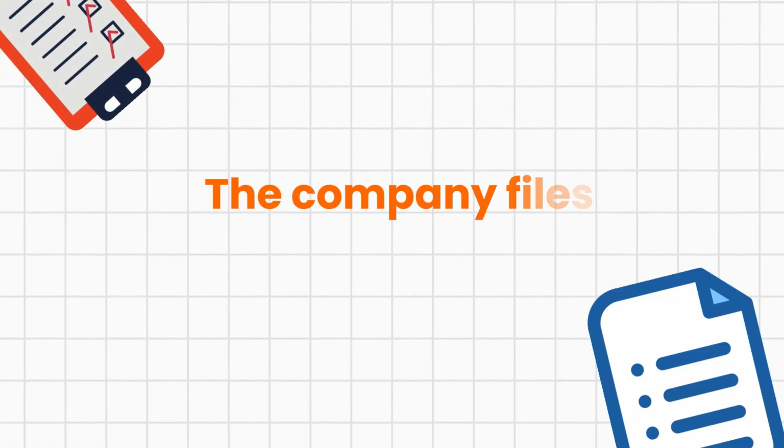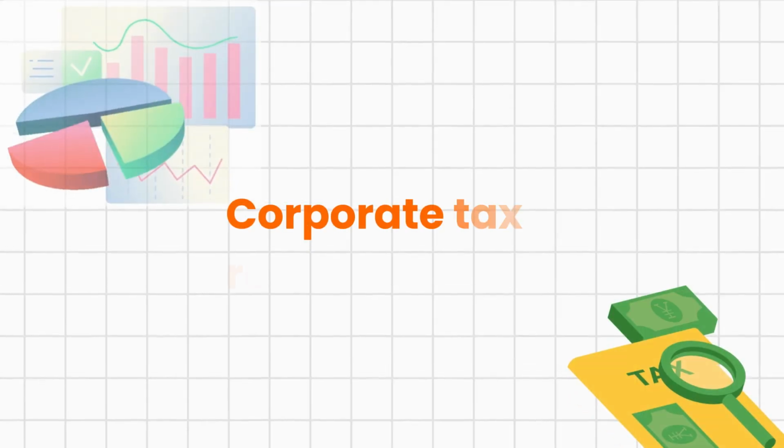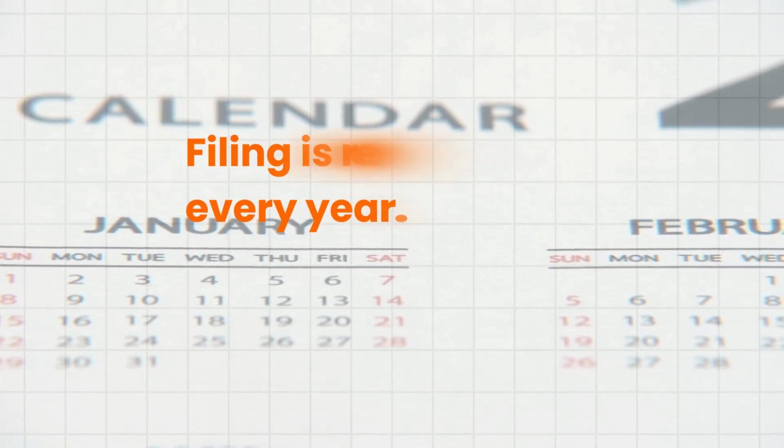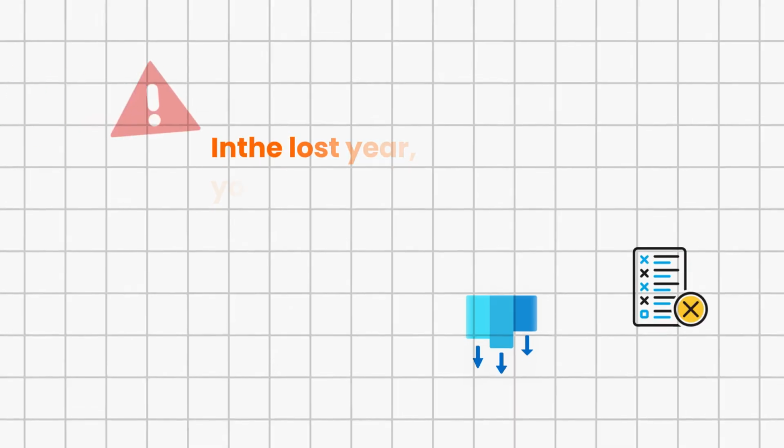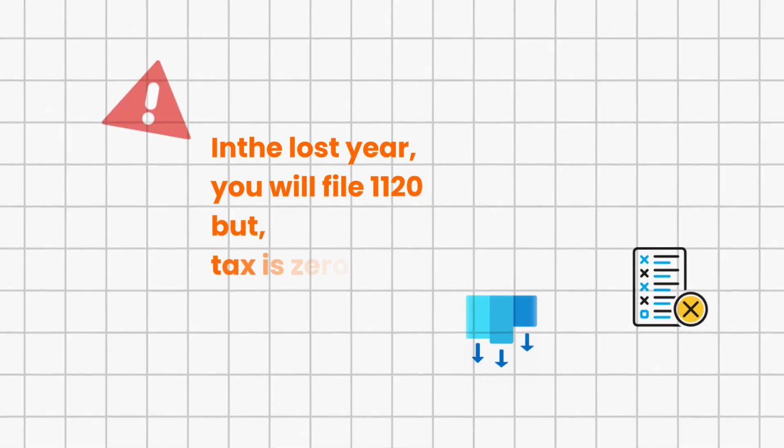Now, if you form a US C corporation, it is treated as a US company. The company files Form 1120. Tax applies only on profit. The corporate tax rate is 21%, and the owner's location does not matter. It's simple. Profit equals tax payable. No profit equals no tax. Filing is required every year. For example, in a profitable year, you will file 1120 plus pay 21% taxes. In a loss year, you will file 1120, but tax is zero.